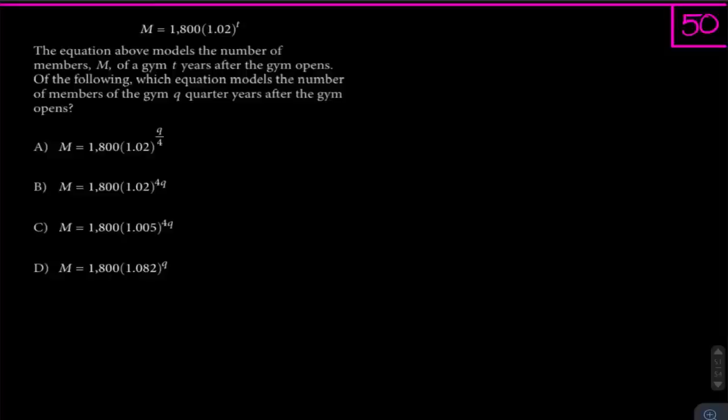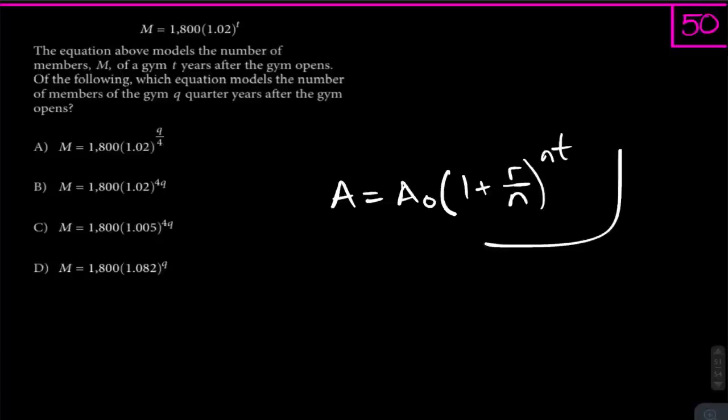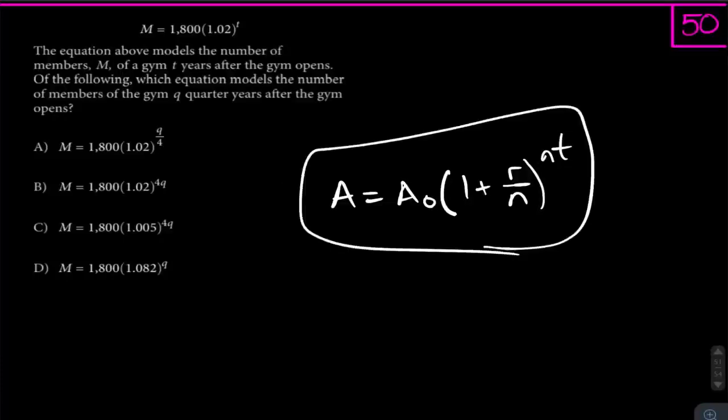Because a lot of you are probably going to think about the equation A equals A naught times (1 plus r over n) to the nt power, right? A lot of you are probably going to think about this thing, and then do that rate, the 1 plus 0.02 over, now you're talking about quarters, so you're going to divide it by 4, right? And that is a very common mistake on a problem like this, okay? But that's not what you're going to do here.